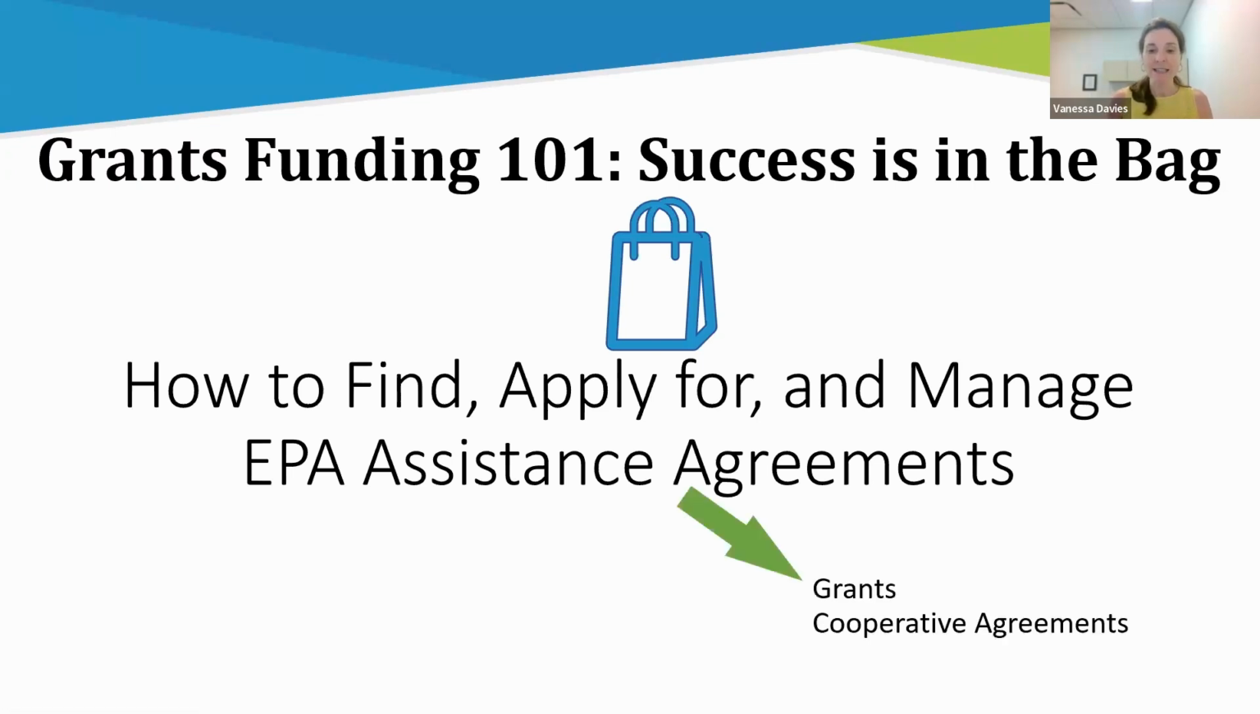An assistance agreement is a legal instrument that EPA uses to transfer anything of value, in this case, we're talking about funding, to a recipient to accomplish a public purpose. An assistance agreement can be either a grant or a cooperative agreement. The difference between those two things is the level of federal involvement. With a grant, there is no anticipation of substantial federal involvement. With a cooperative agreement, there is an anticipation of substantial federal involvement. So grants and cooperative agreements are both assistance agreements.